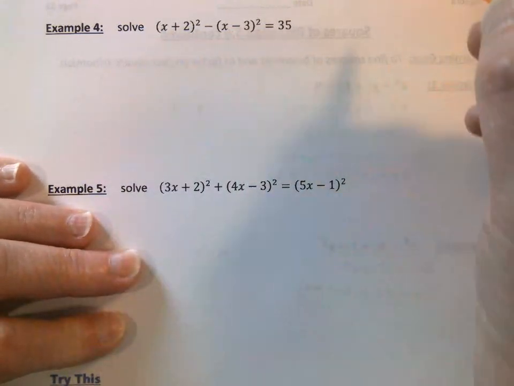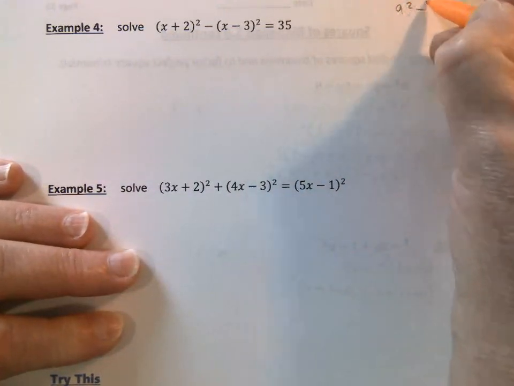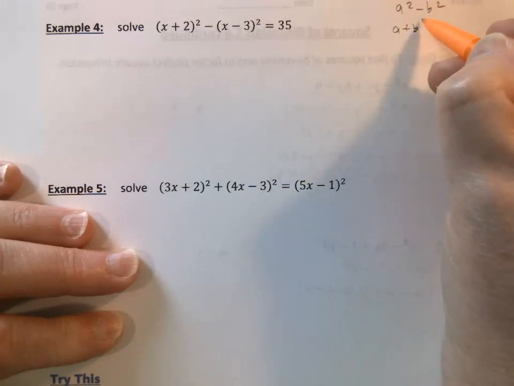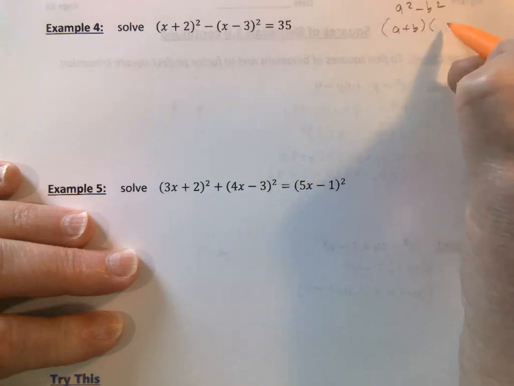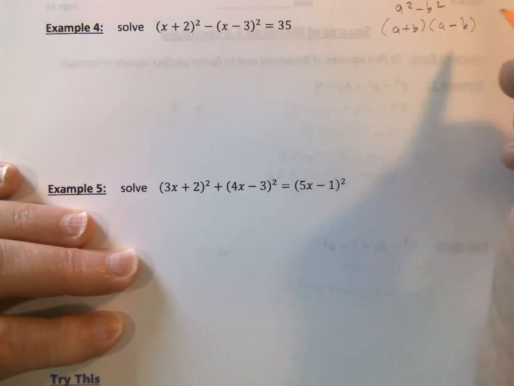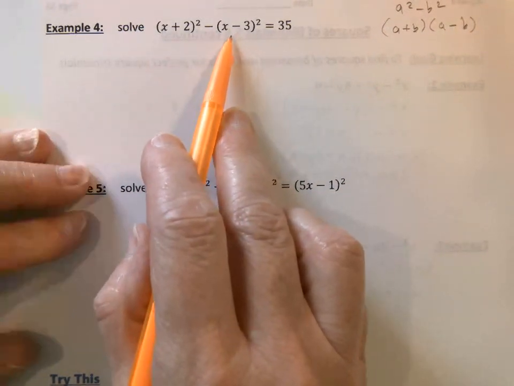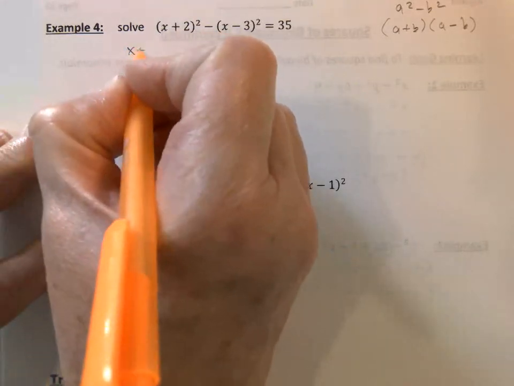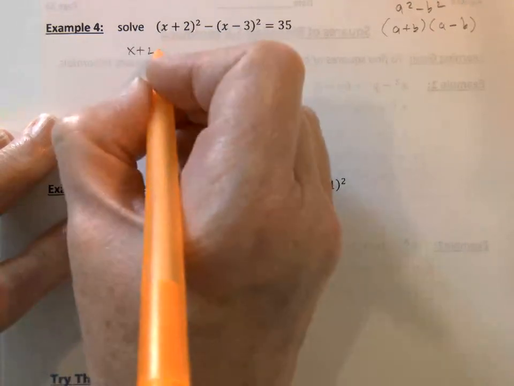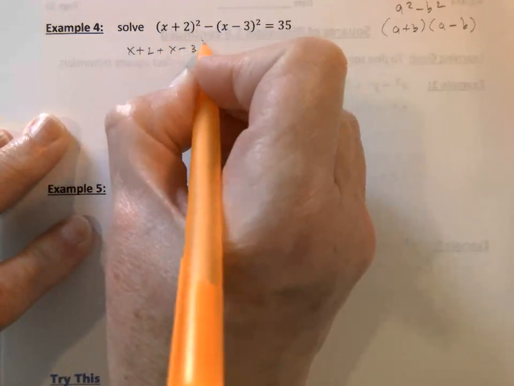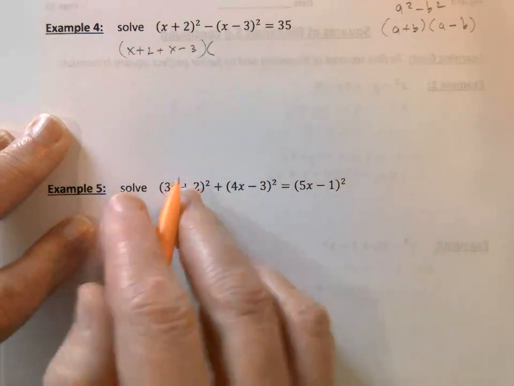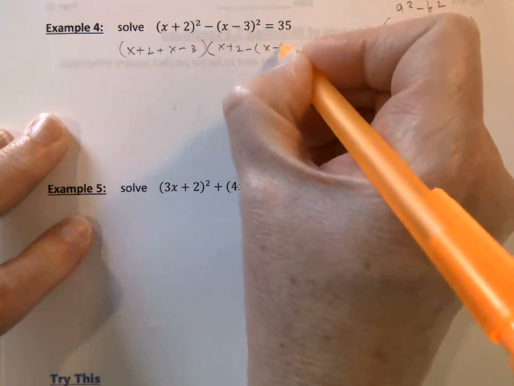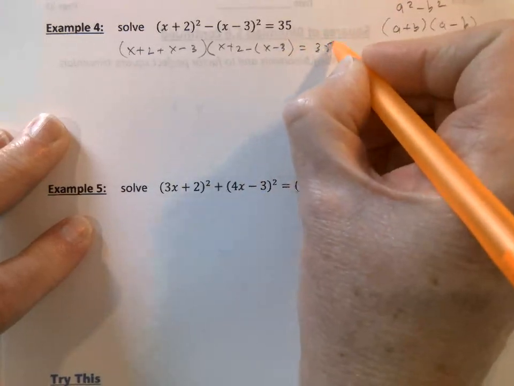So if I were going to write this, remember if I have something like a squared minus b squared, I write it like this. It's going to factor like that. Okay, so I can do the same thing here. So I have x plus 2, because that's the square root, plus x minus 3, times x plus 2 minus, and I'm going to put this one in parentheses now, x minus 3, equals 35.